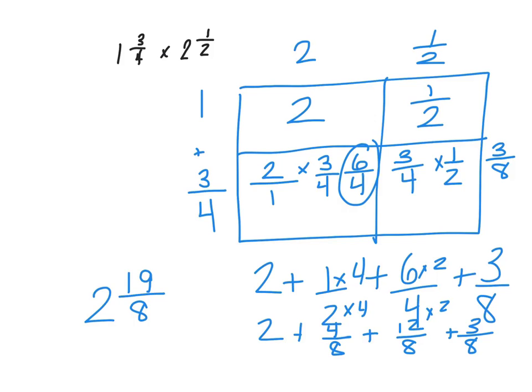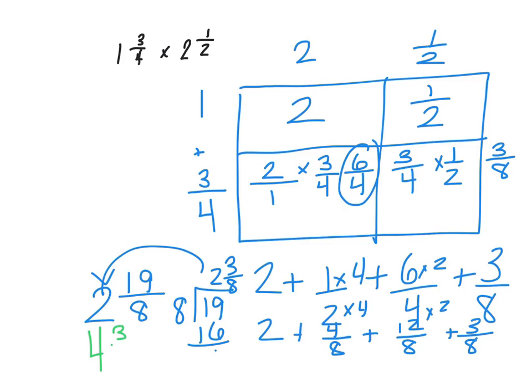Well, I can't leave it 19/8. So 8 goes into 19 2 times. 2 and 3/8 plus the 2 I started with. So 4 and 3/8.